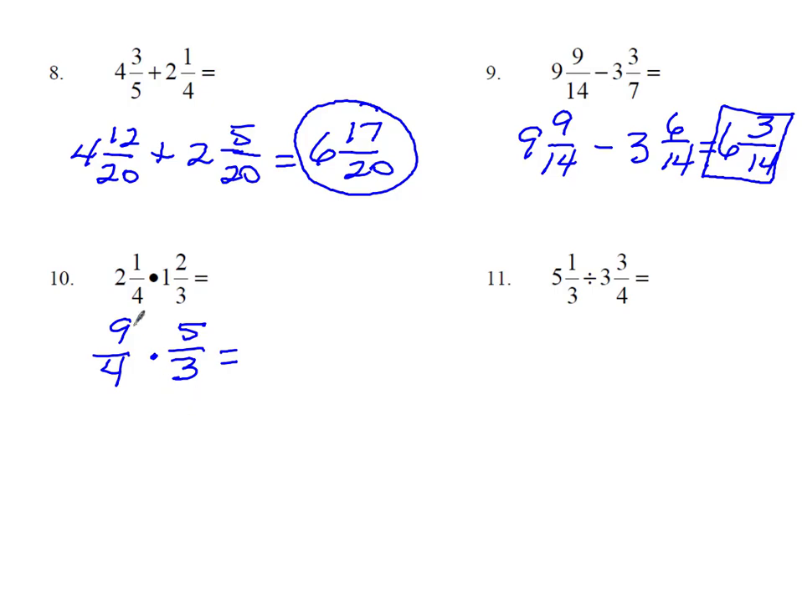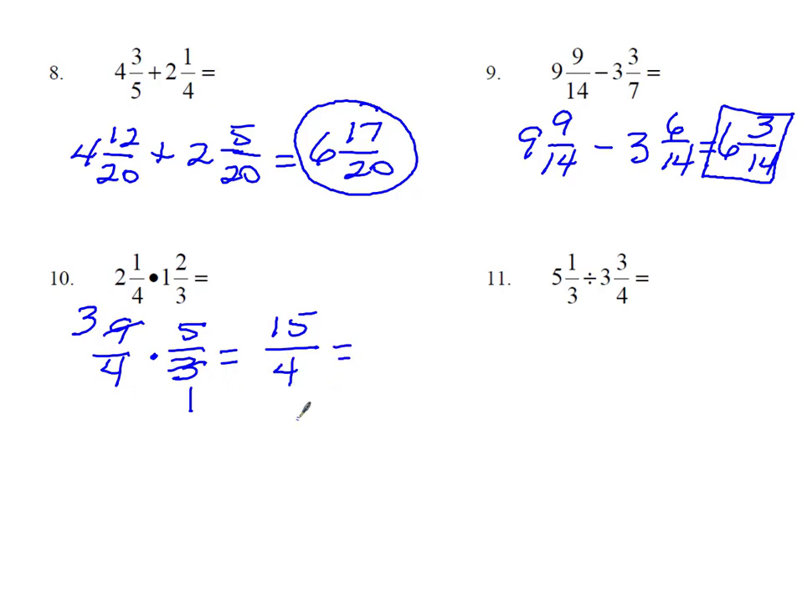Okay, so I see the 9 and the 3. They do have a common factor of 3. So I can divide the 9 by 3 and get 3. Divide the 3 by 3 and get 1. So now when I multiply across, I've got 3 times 5, which is 15. 4 times 1, which is 4.